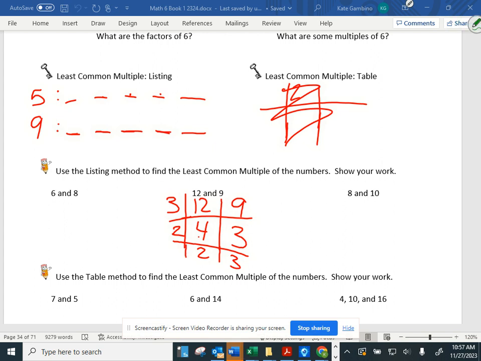So when we are finding that least common multiple, we want to multiply together that L shape of primes. So all the primes on the left and all the primes on the bottom. So 3 times 2 times 2 times 3. So 3 times 2 is 6, 3 times 2 is 6, 6 times 6 is 36. So I know my least common multiple of 12 and 9 is going to be 36. 12 times 3 is 36, 9 times 4 is 36. That's the smallest multiple that they share.